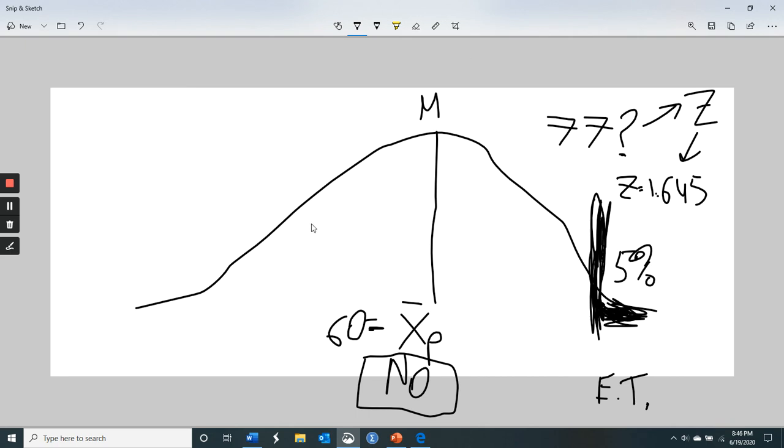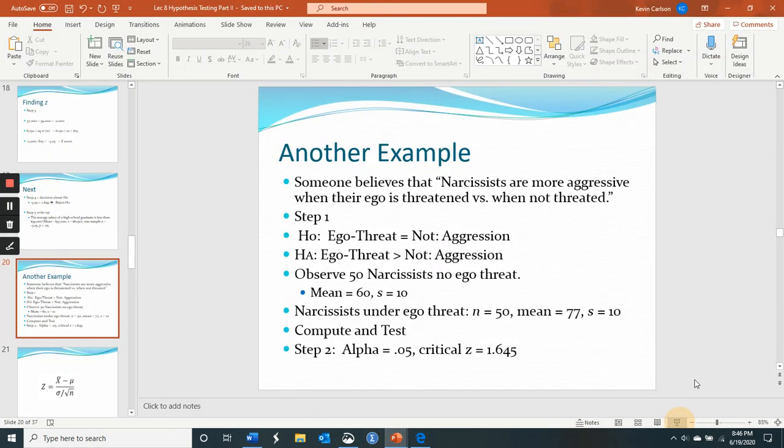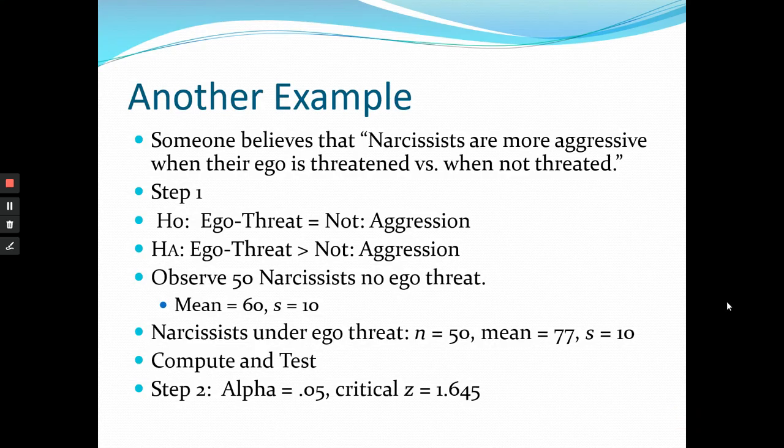So let's go back to the problem. There's your data. The sample mean is 77. That's the treatment group. The sample standard deviation is 10. Use that for your standard deviation. The sample size of the treatment group is 50. Use that for the N. And then we have that estimate of the population mean, which is 60.